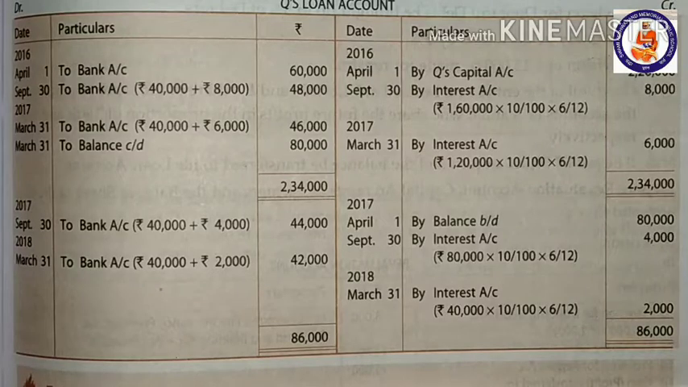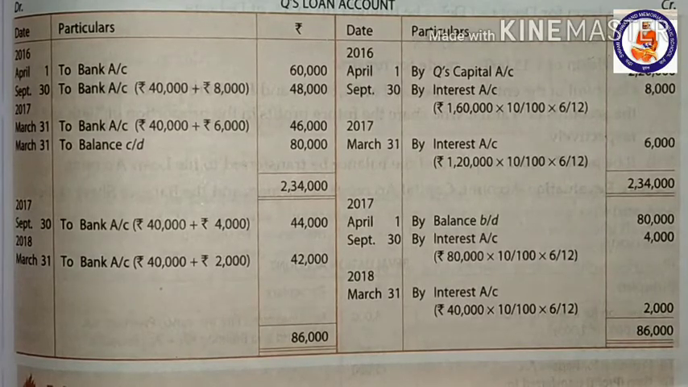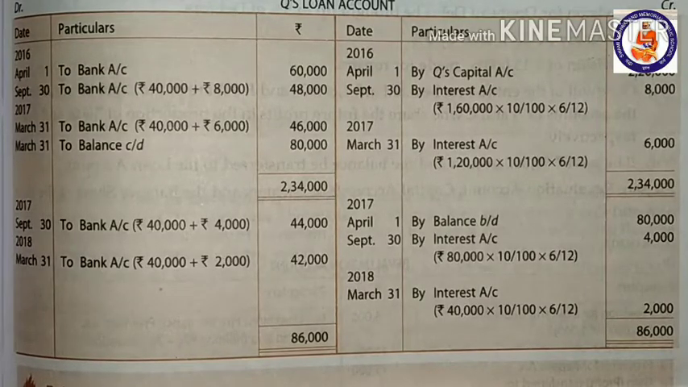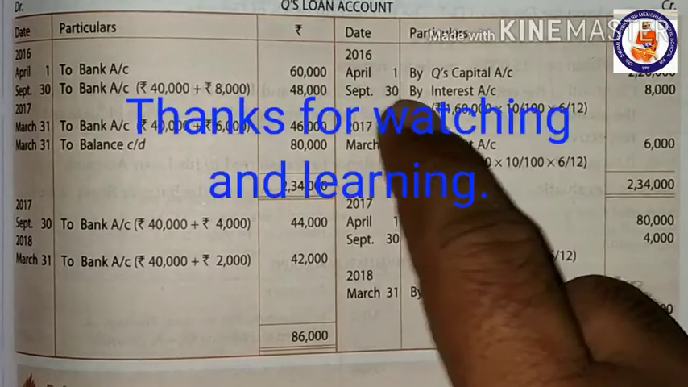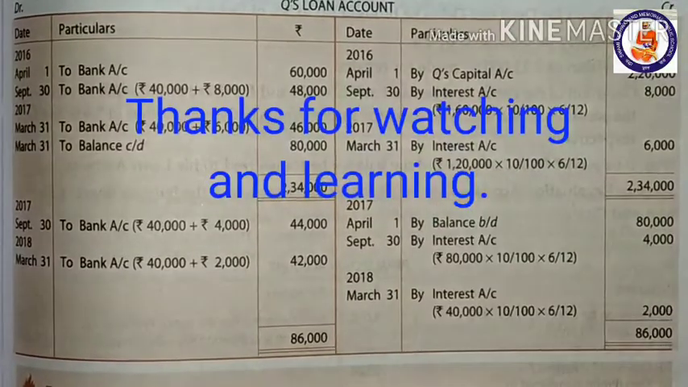This way this loan account will be maintained. It may also be 3 equal installments, or the loan may be paid quarterly. This will also be done in the same way, but the payment will be done quarterly.